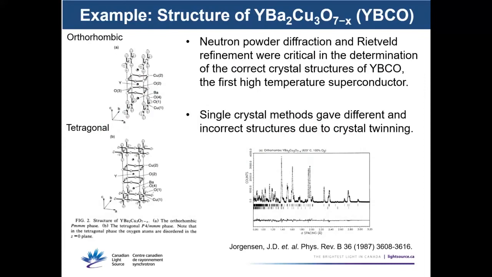One of the highest profile successes of powder diffraction and the Rietveld method was the structure of YBCO, which was one of the very first high temperature superconductors. The initial crystal structures of YBCO were obtained with single crystal diffraction, but they generally didn't agree with one another very well because YBCO is very prone to crystal twinning, which can complicate single crystal analysis. But multiple independent groups subsequently looked at YBCO with neutron powder diffraction, and they obtained consistent, correct crystal structures for the material.